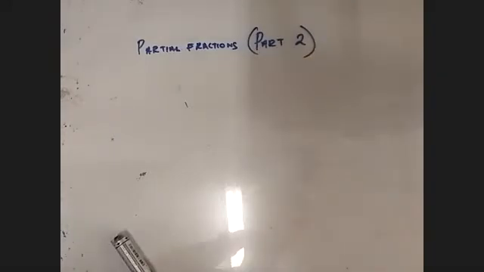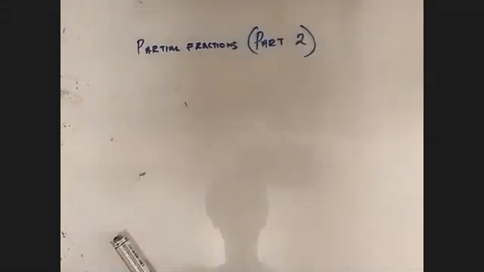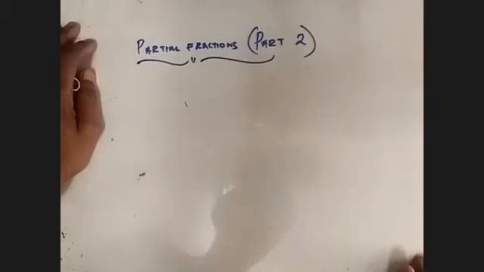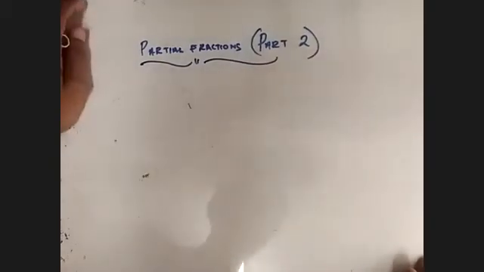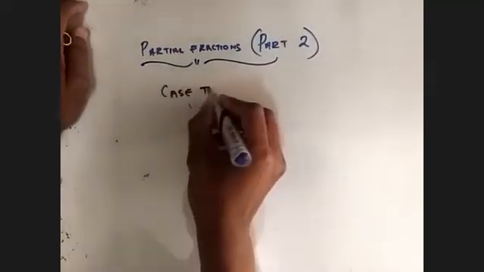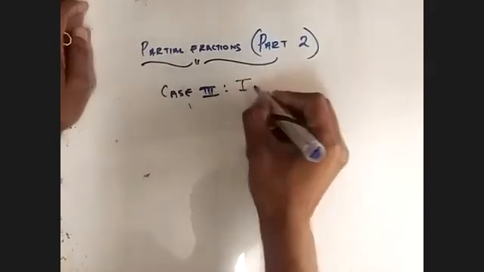Without further ado, let us continue with our two other cases, then do some examples and problems. Today we're doing part 2 of partial fractions. As I said, in the previous session I gave you the first two cases, the distinct linear factors and the repeated linear factors. Today I'll be giving you case 3, which is the irreducible quadratics.